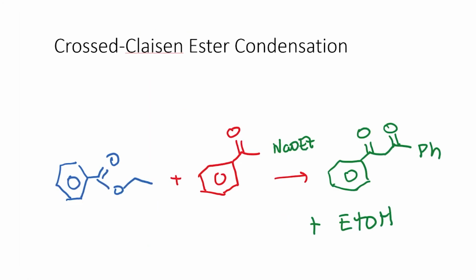Next is the possibility of doing a crossed Claisen ester condensation. Again, similar to the crossed aldol reaction. So here what we want to do is react a ketone with an ester. So when we mix this in solution, notice that there's only one enolizable hydrogen, which is this. And the product that you get is this 1,3-dicarbonyl compound again and ethanol.